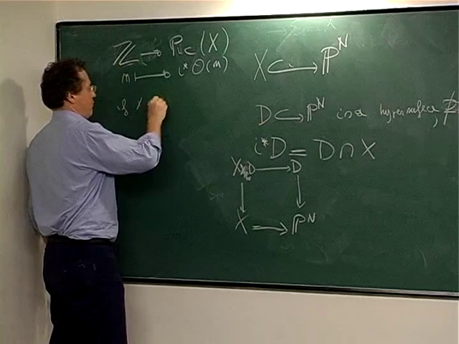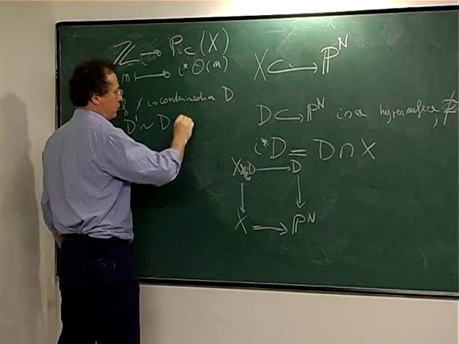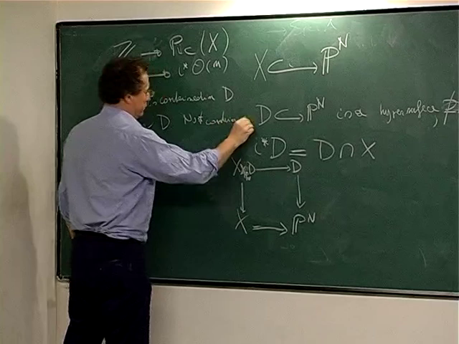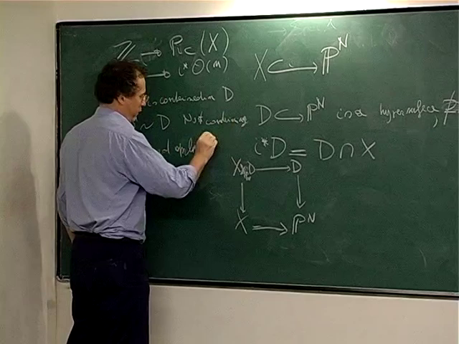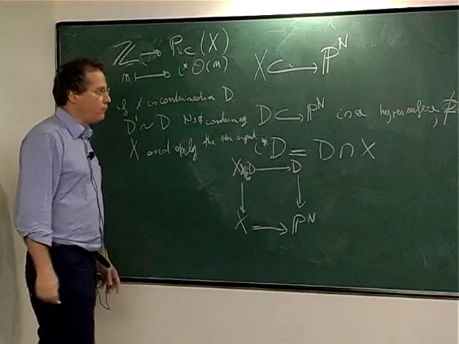Just take D prime equivalent to Z, not containing X, and apply the same. Okay? This is the important trick. And I would like to remark the following thing.